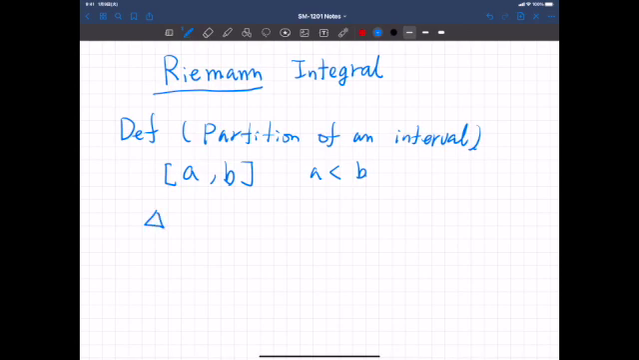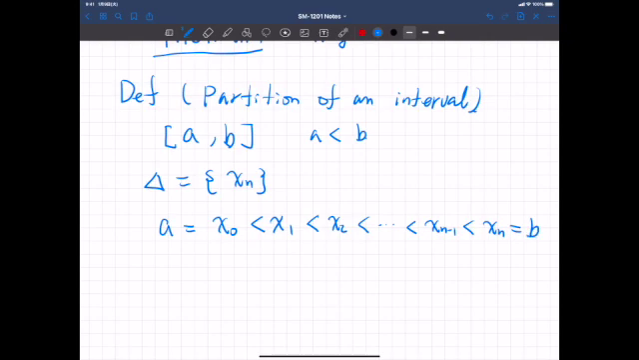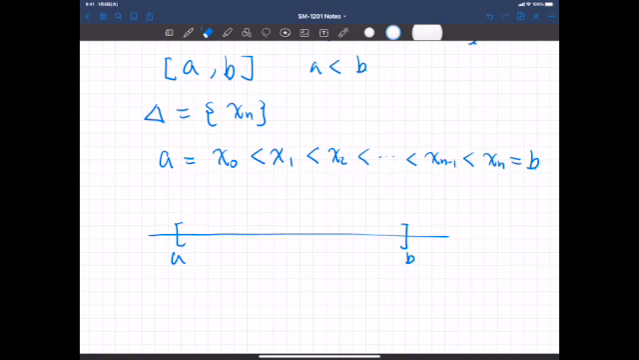And we define a finite sequence, let's call it delta, x0 up to xn, such that a is equal to x0, which is less than x1, which is less than x2. So this is an increasing sequence, up to xn minus 1 and xn, which is equal to b. So basically, if we have this interval from a to b, including both a and b, we make some points. So x0 is equal to a, and x1, x2, and so on. And xn is equal to b.